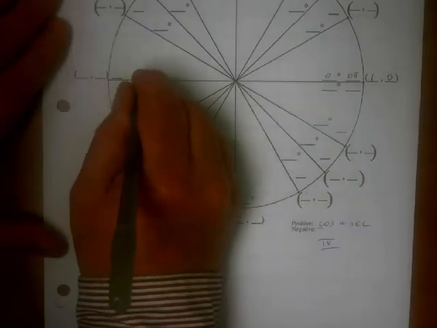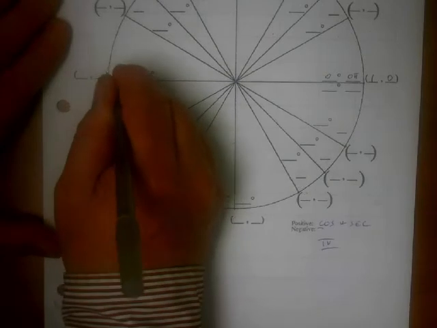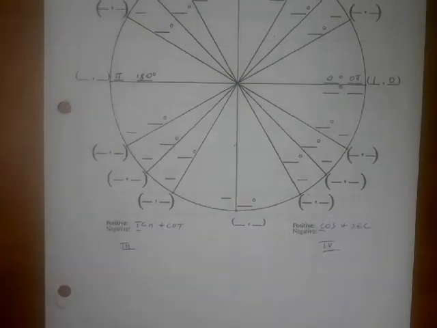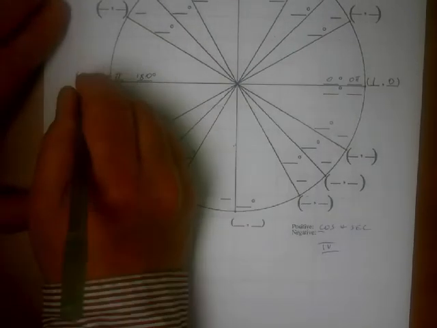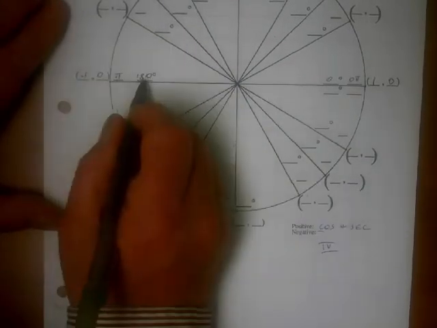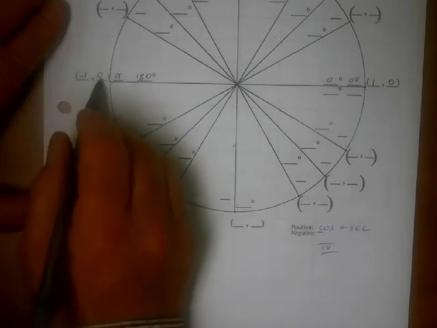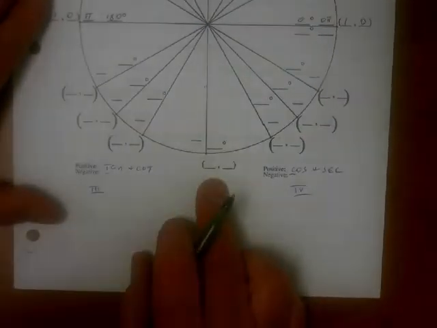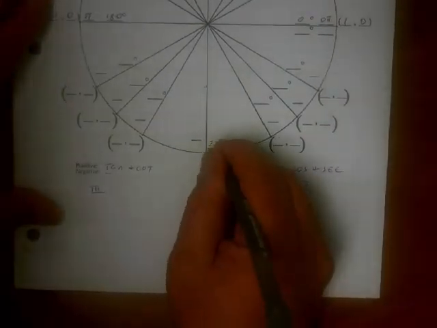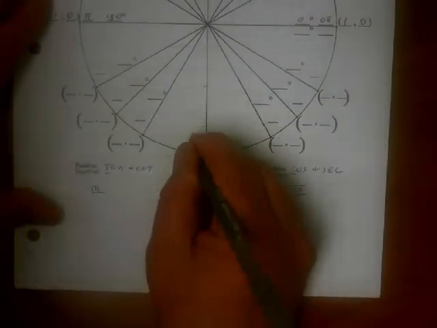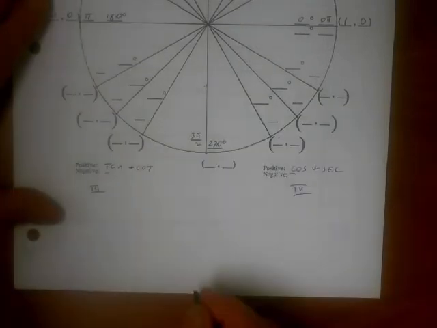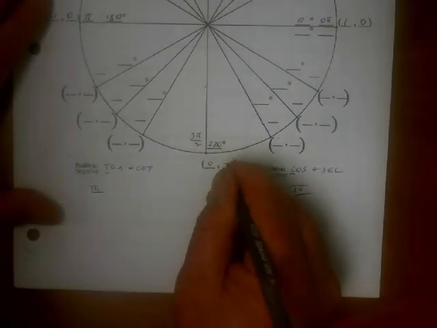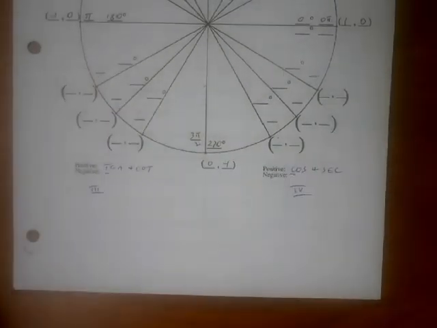Down here we have 180 degrees, which is pi. Negative 1, 0, so the cosine of 180 or pi is negative 1, sine is 0. I'll come down here, another 90 degrees. 270, which is 3 pi over 2. This is 0, comma, negative 1.